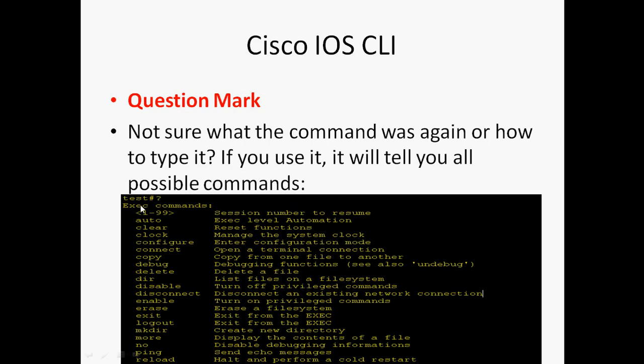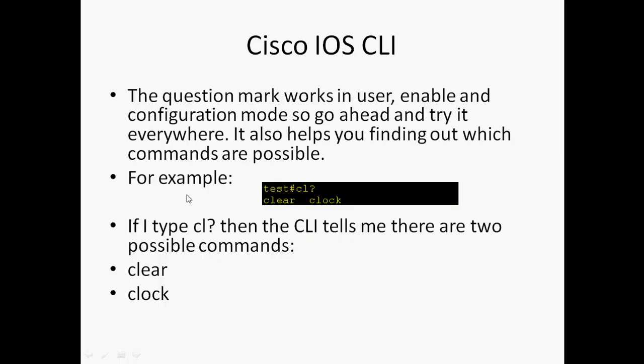Here we can see in privilege mode I gave a question mark. These are the commands we can configure in privilege mode. The question mark works in user, enable and configuration modes, so go ahead and try it everywhere. It also helps you find out which commands are possible. For example, in privilege mode, I give cl and then a question mark. It shows all possible commands starting with cl. Clear starts with cl and clock starts with cl, so that's why it's showing here.